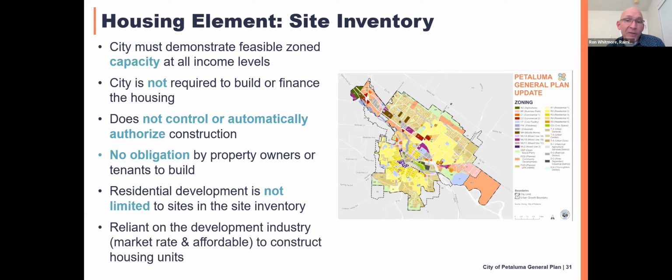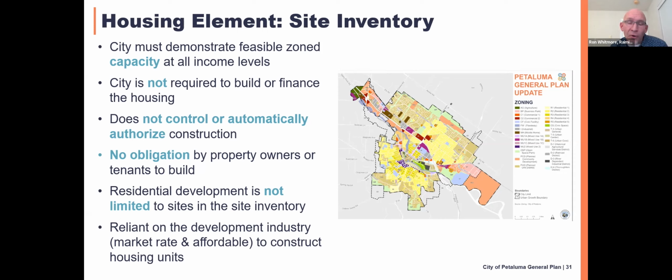We can't emphasize this point enough. More specifically, state law does not require that jurisdictions build or finance the new housing in the inventory. The inventory does not control when or how much housing is actually built or require anything of property owners. Residential development is not limited to those sites in the site inventory, and even land that is not currently zoned for housing could still be rezoned in the future for housing. The site inventory does not control that sort of thing.